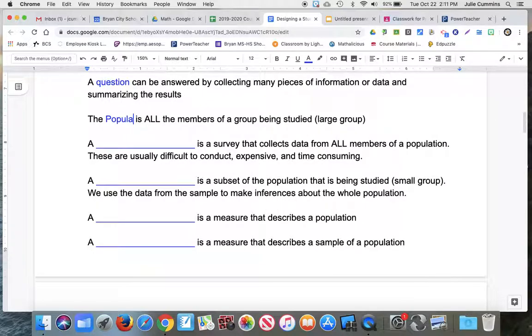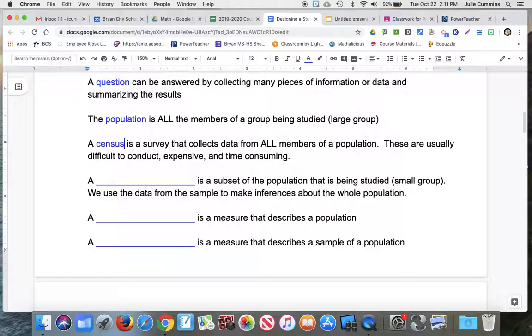A population is all of the members in a group being studied. Populations are large groups. Okay, so in your study, the population might be people in Williams County. It might be Bryan High School students, something like that. Now, a census is a survey that collects data from all members of a population. So if you want to have a census of something, you need to have data from everyone.